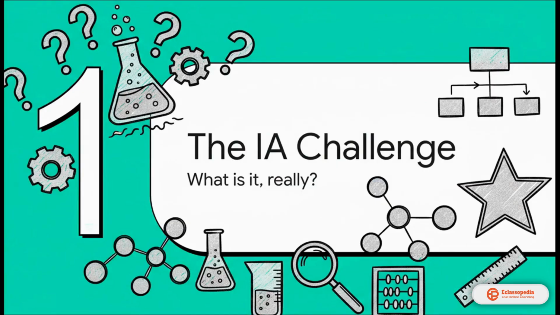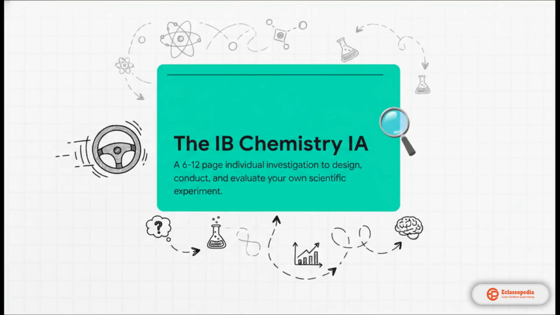So before we get into the how, let's just make sure we're clear on the what. What exactly is the IA, and what are the examiners actually looking for when they're grading it? Let's get down to basics. Okay, so this is way more than just your average lab report. You've got to think of it as your own personal science journey. You are in the driver's seat for the entire ride, from coming up with a question to figuring out what the results mean and looking back on the whole process.